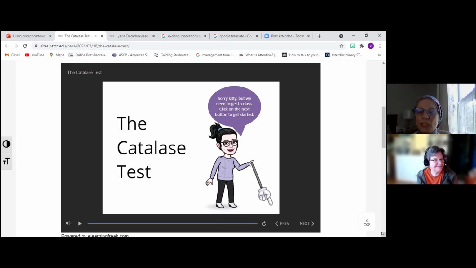Okay, so you can see here that we add an interactive and humorous idea, which is very important to get a student's attention. And actually, I like how she linked the word and the voice of the cat with the name of the test, catalase.